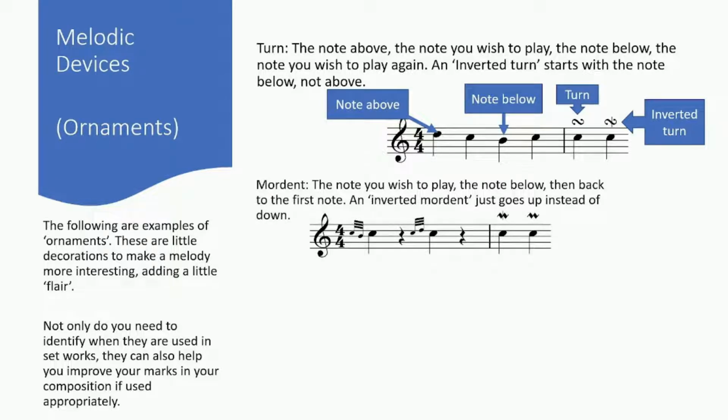Now a mordant. It starts with the note you wish to play, the note below, then back to the first note. An inverted mordant just goes up instead of down. So instead of starting on a note above or below the note you wish to play, it starts on the note you wish to play. Very slight difference to a turn, but there is a difference. Here's a mordant. Now an inverted mordant.